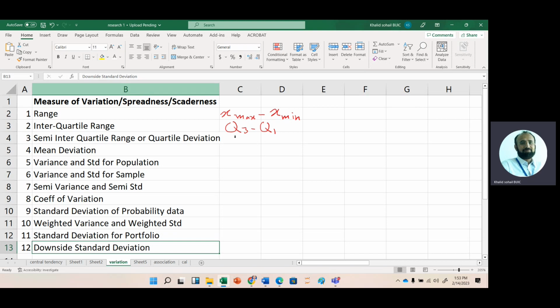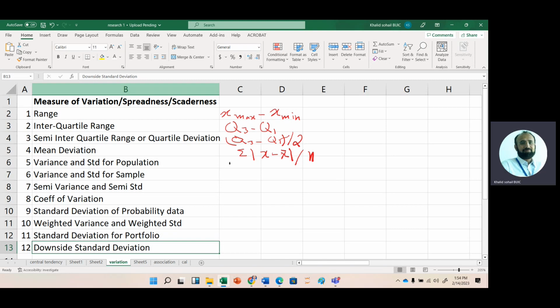We have another measure that is called quartile deviation. If we divide this interquartile range by 2, we get this measure. Then we have mean deviation. For mean deviation, as we know, the deviation from the mean is always 0. So to calculate this measure, we take the absolute value, and that is divided by n.